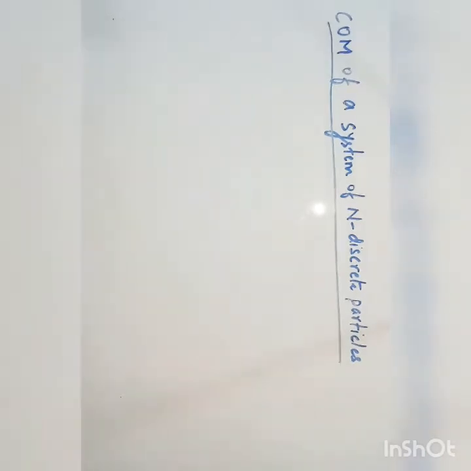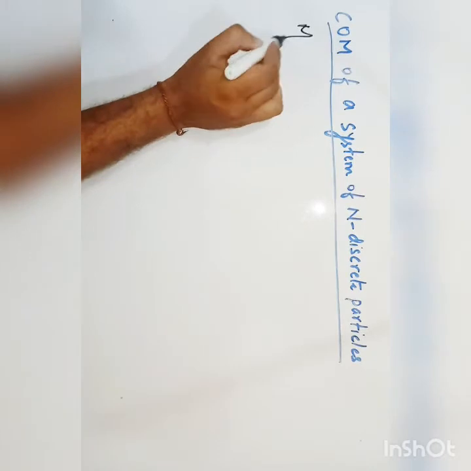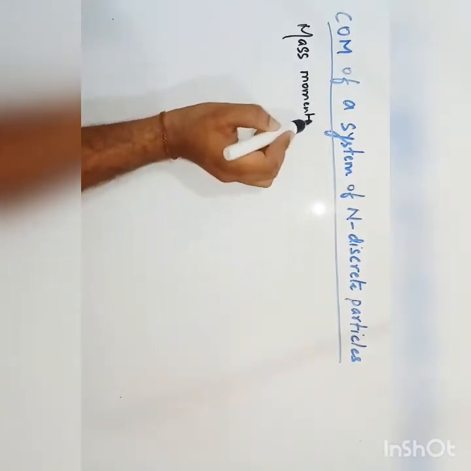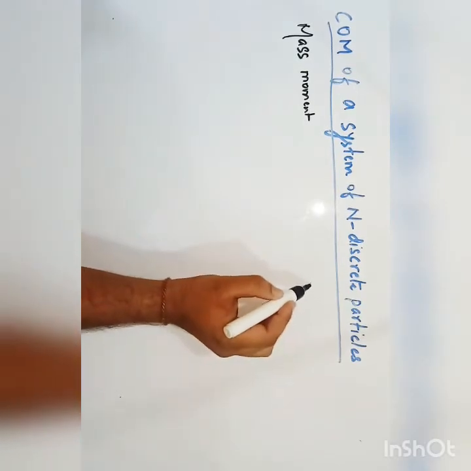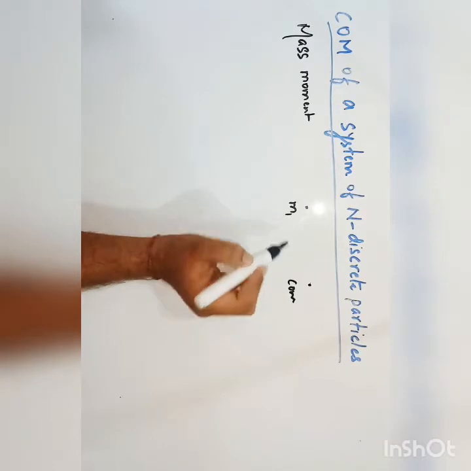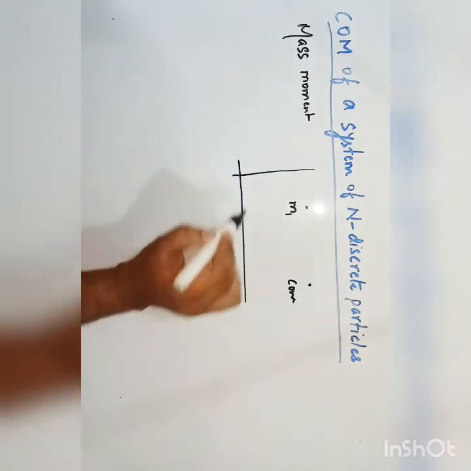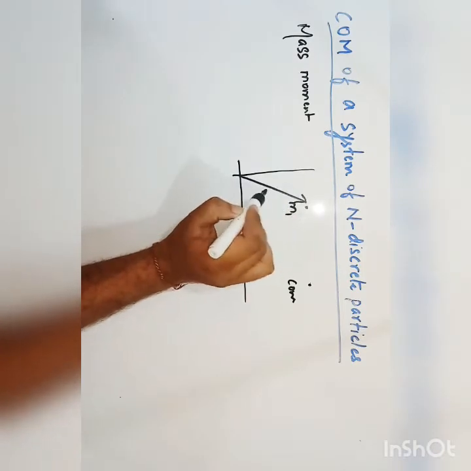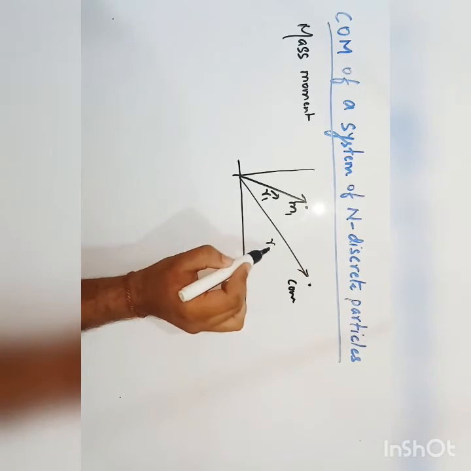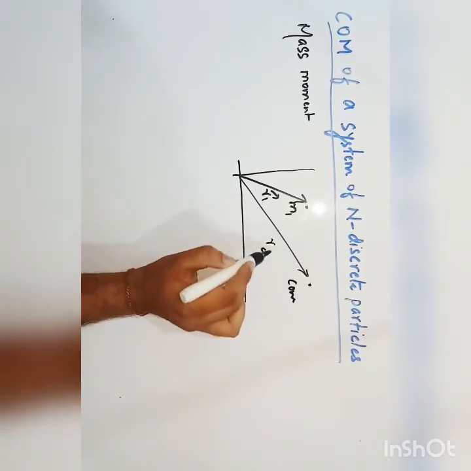Friends, first let us try to understand the term mass moment. All right. So what is mass moment? So let us say this is the center of mass and this is m1. Okay. So this is the position of mass m1, that is r1 vector, and this is the position of center of mass. We can call it as rc vector.